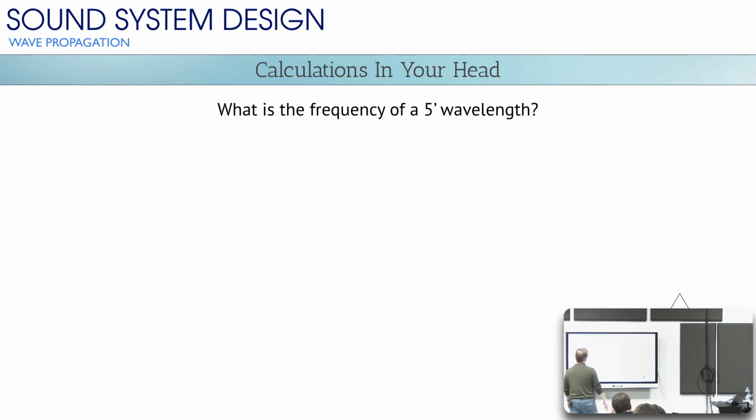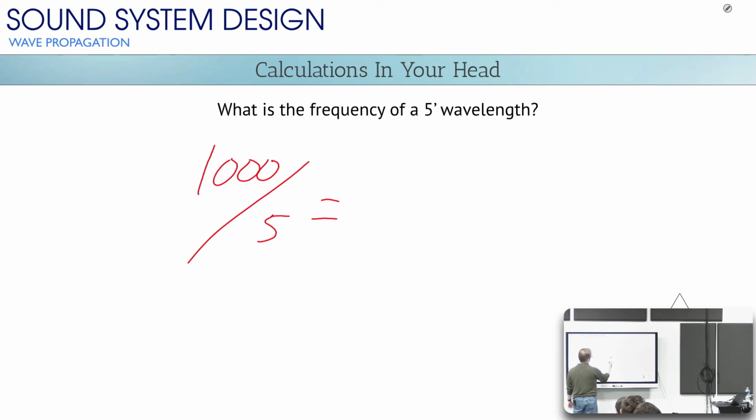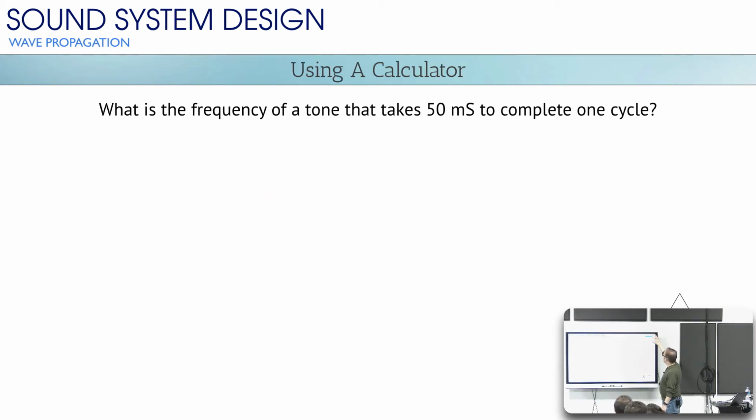Okay, what is the frequency of a 5-foot wavelength? So that would be 1,000 feet per second divided by 5. 200 hertz. Very good. We haven't got to the hard stuff yet. We're warming up here. We won't get to the hard stuff for a couple more weeks. But okay, here's a little bit of a gotcha one. Be careful with this one.